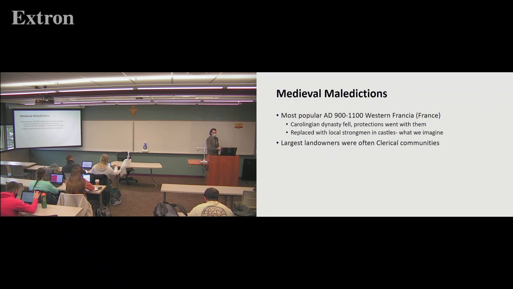The largest landowners at this time were these clerical communities. They were given quite a bit of land. Even though the monks themselves took a vow of poverty and didn't have very many possessions, the land that the monastery owned and the properties, all the different buildings they had, were quite large and quite valuable. So because we had this lack of government at the time, in order to protect their property rights, these monks needed to come up with a different way to protect themselves.